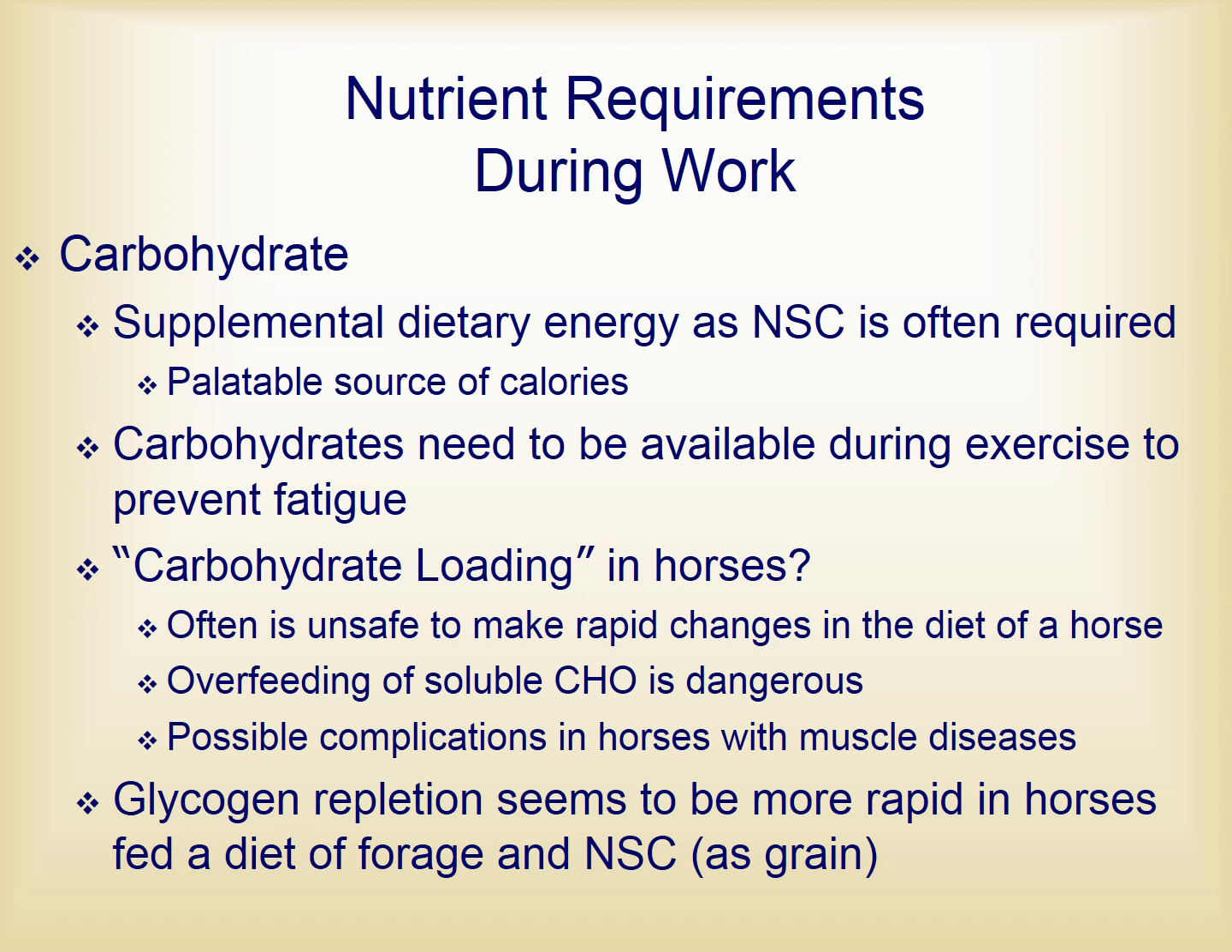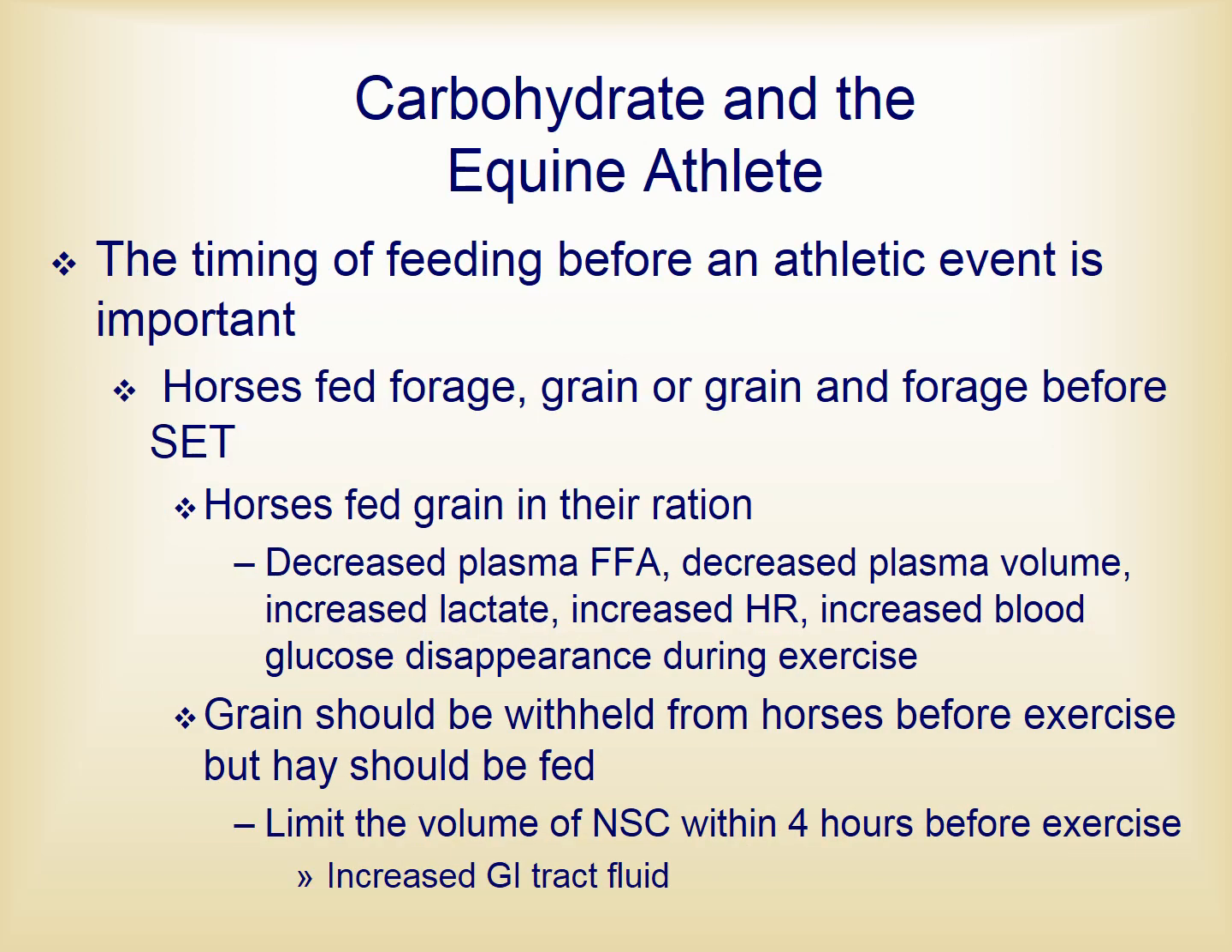We need to use them cautiously, but be aware of when we're using them and why we're using them. As an example, glycogen repletion seems to be more rapid in horses fed a diet of forage and non-structural carbohydrates as grain. Again, we do want our horses to have a repletion of those glycogen stores. And so while we've talked about many different conditions and times where we don't want horses to gain weight, or where we may have a horse with a metabolic syndrome where we don't want them to have excess carbohydrates, our athletes absolutely need a certain amount of carbohydrates in order to replete their glycogen, and so they are a good thing in the ration.